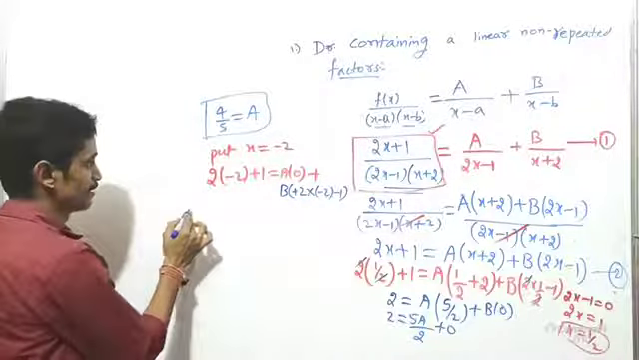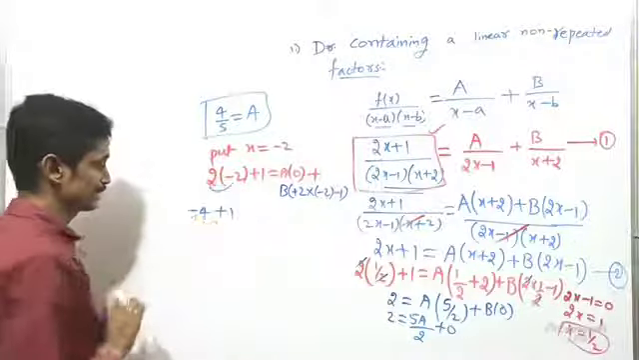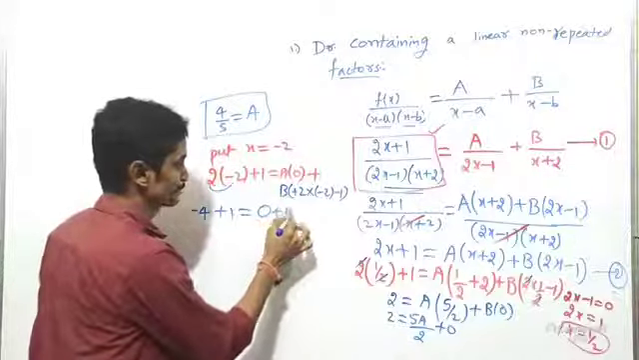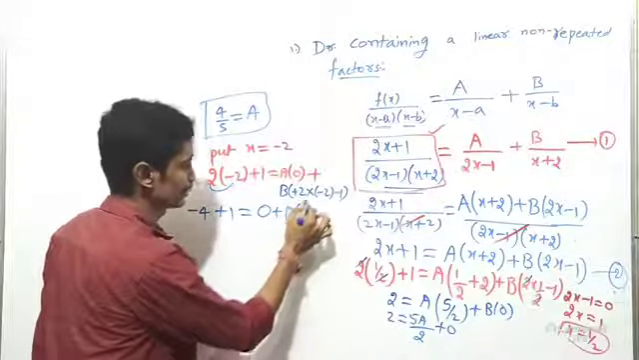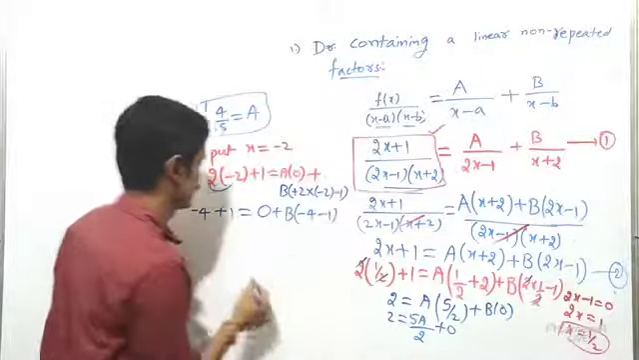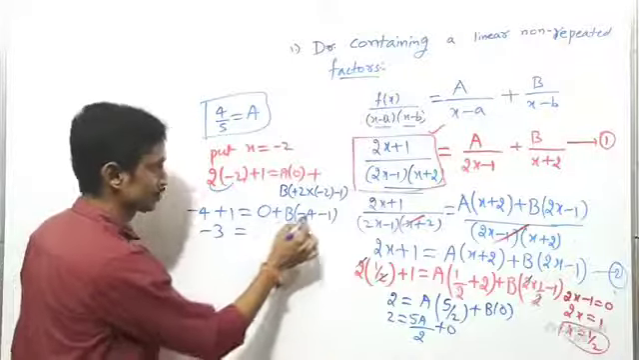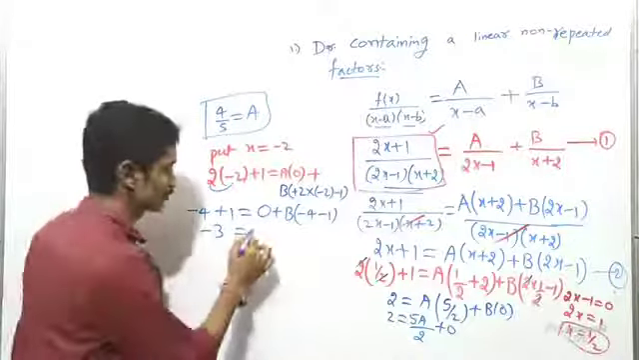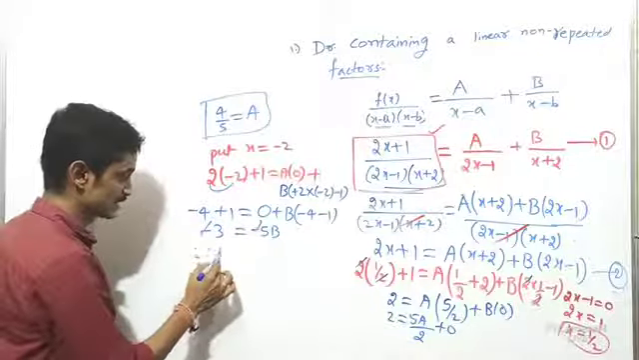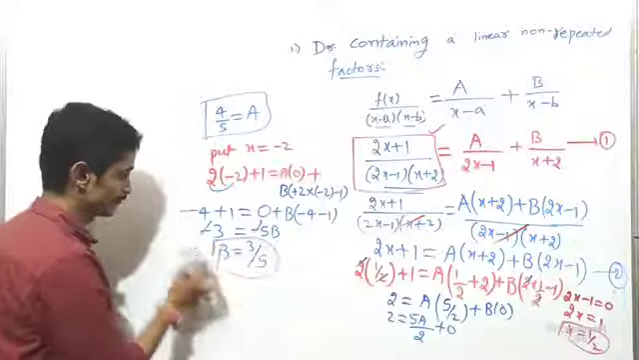So simplify: 2 twos are 4, plus into minus, −4 plus 1. A into 0 is 0, plus b into, plus into minus is minus, 2 twos are 4, and this value is how much? That is −1. After that, this will be −3 equals −4 − 1, it is −5 with b. Minus minus get cancelled. B value, how much did you get? That is 3 by 5.